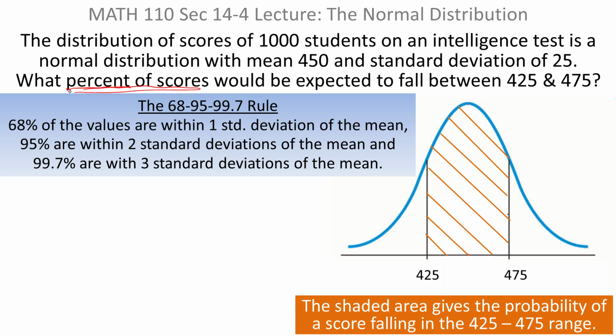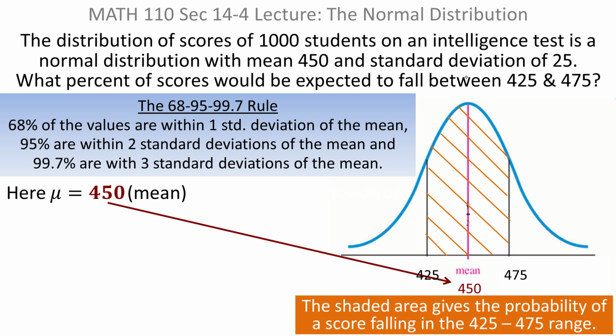So how do we do that? It all involves dealing with the mean and the standard deviation. So let's put those on the graph. The mean is 450. The mean always occurs at the highest point on the curve, so there's the mean. They're asking about 425 and 475, and we've got to figure out what those numbers have to do with that standard deviation of 25. And here's how we do that.